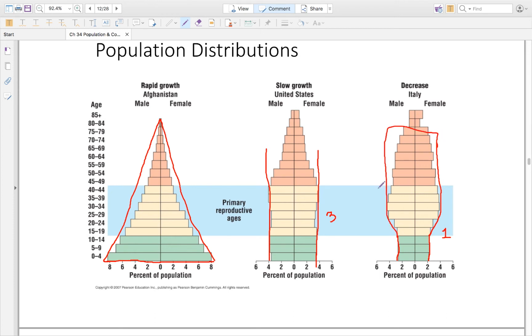Okay, now these patterns are important because that is how you will recognize these. A rapidly growing population makes a triangle shape. A slow growing population has straight edges. And a decreasing population is tapered down here at the birth age and the toddler age.